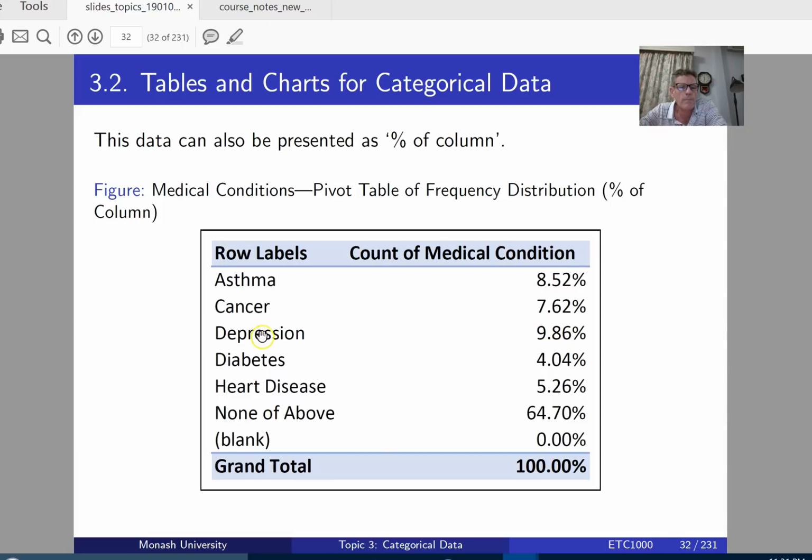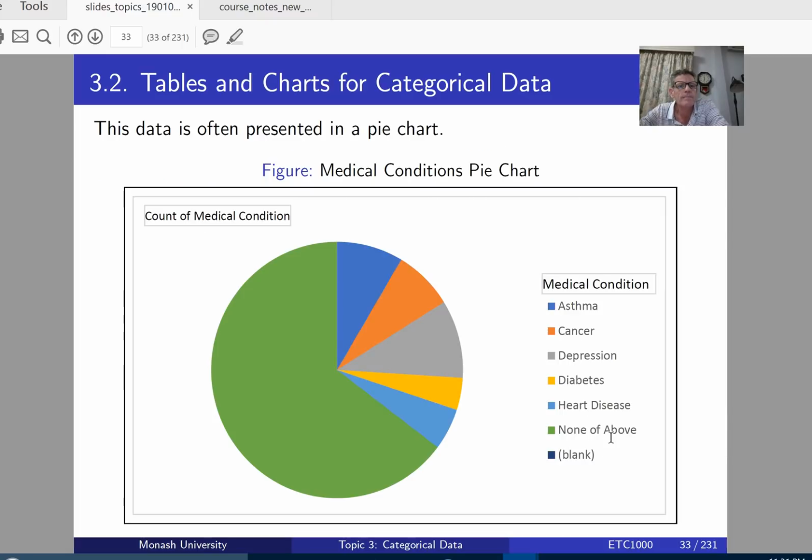Nearly 10% of the population have depression, for example, as their primary medical condition. About 4% have diabetes as their primary medical condition. So you're starting to get an even easier picture. 64% have none of the above, okay, which means 35 or so percent have at least one of these. So you're getting some nice ways of explaining things in words that people can relate to. So I recommend going for percentages in many cases.